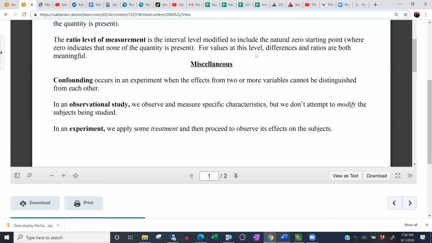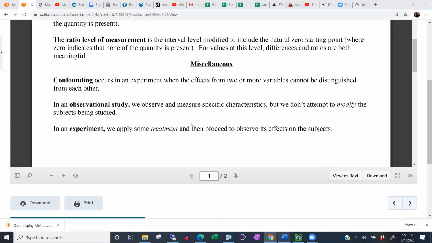The last little bit we're going to take care of in this section is the difference between an experiment and an observational study. The difference is almost hinted at in the title of these 2 things. In an experiment, you're applying a treatment to your group and then observing its effects. In an observational study, you don't modify or change anything. You're just going to look at a group and collect data from that group without touching them in any way.